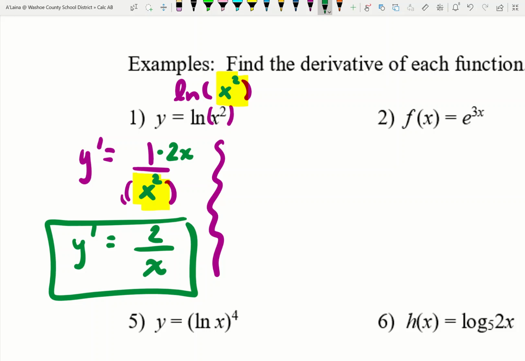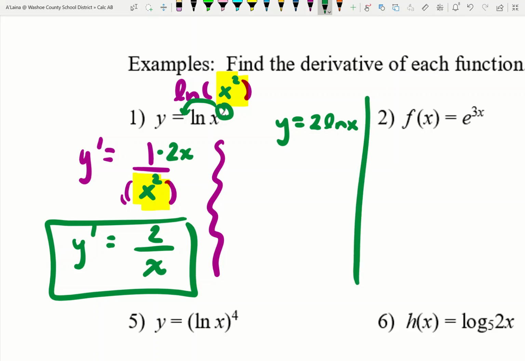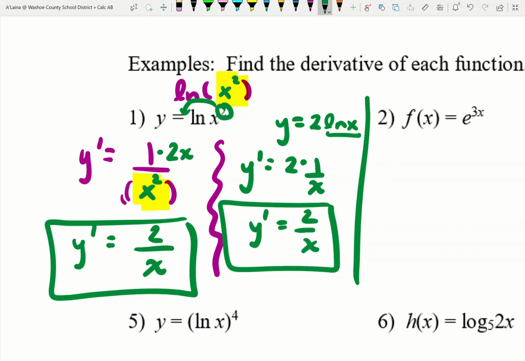There is actually an easier way to do this problem, and that's to start by rewriting it with properties of logs. One of your properties of logs says that if there is a power for the argument, you can rewrite that power as a coefficient for the whole expression. So we could think of this as y is equal to 2 times the natural log of x. Then y prime would be 2 times the derivative of the natural log of x, which is 1 over x, which is going to be an easier thought process. We didn't actually have to use the chain rule here.